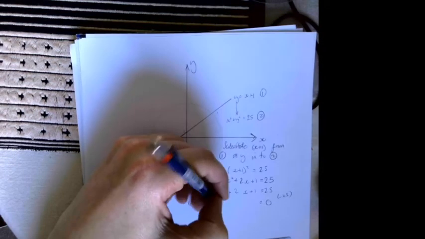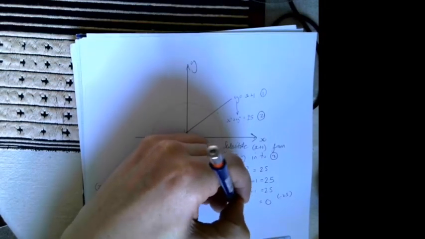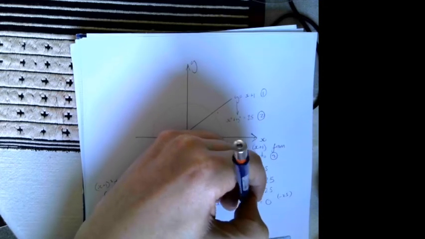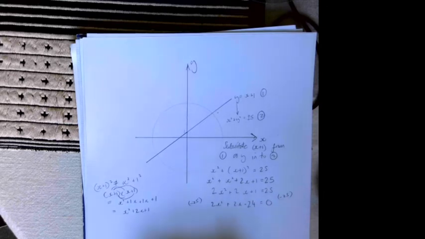I'm going to have 0 as all that's left on the right hand side, and have 2x squared plus 2x minus 24 equaling 0, as 1 minus 25 is -24. Now we have to solve this quadratic.